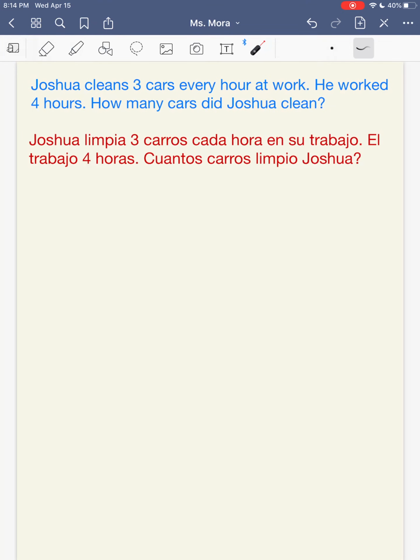Okay, so we said we were going to solve word problems using arrays. So here's my word problem, and in order to solve it, I'm going to draw an array. So let's read it. Joshua cleans 3 cars every hour at work. He worked 4 hours. How many cars did Joshua clean?